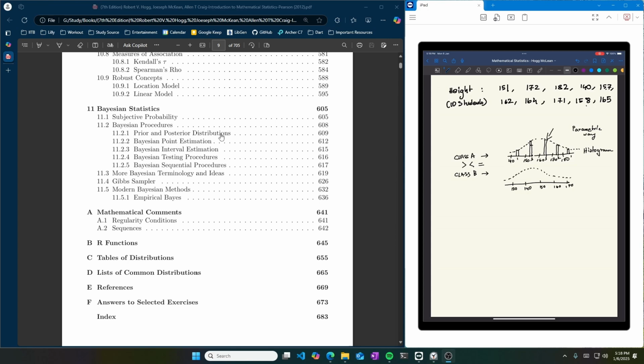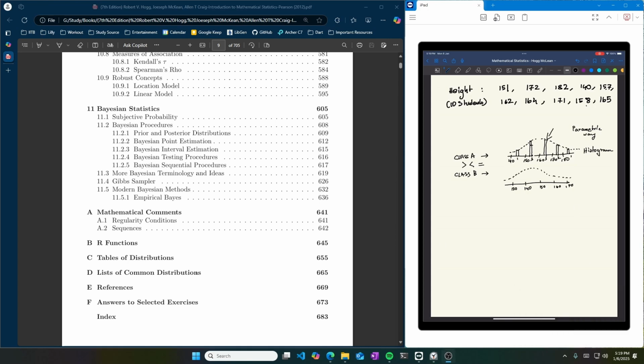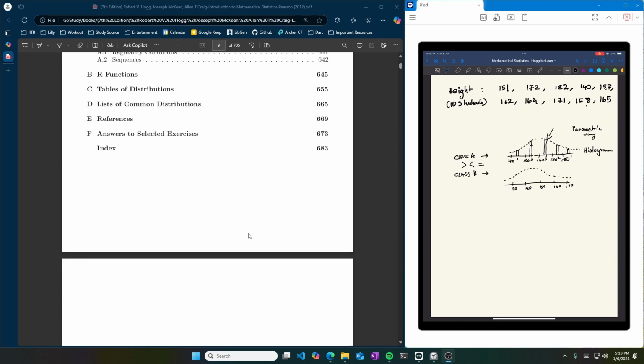You can see prior and posterior distributions, Bayesian point estimation, interval estimation, testing procedures. All right. Then Gibbs sampler, empirical Bayes, mathematical comments, some of these things. So essentially, that's what we're going to look into.